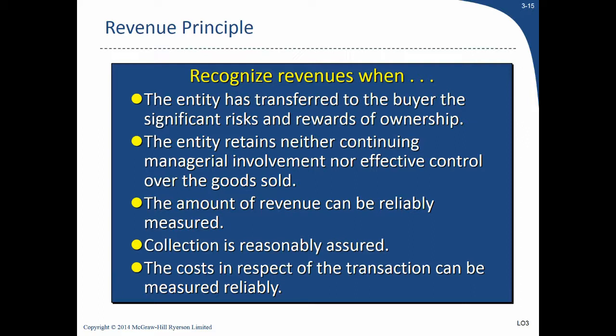And the cost in respect of the transaction can be measured reliably. So the costs to incur the transaction, we need to know what they are. If we're open-ended on this transaction, we don't know how much it'll cost to ship or to fulfill Walmart's demands for where we have to deliver this to. We might not be able to recognize revenue until we know what the costs are.